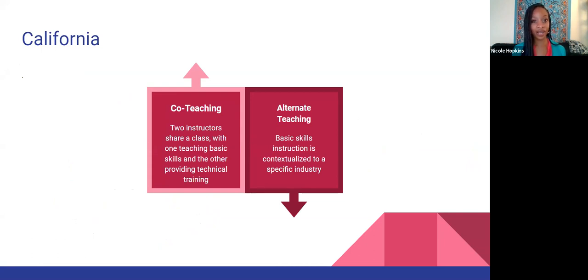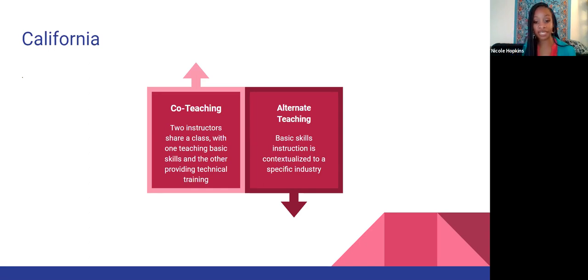The other IET option that they have is alternate teaching, which I found really fascinating. And that's where you've got basic skills instruction contextualized to a specific industry, but your teachers are not in the classroom at the same time. They alternate. So let me give you a couple examples of what that looks like.